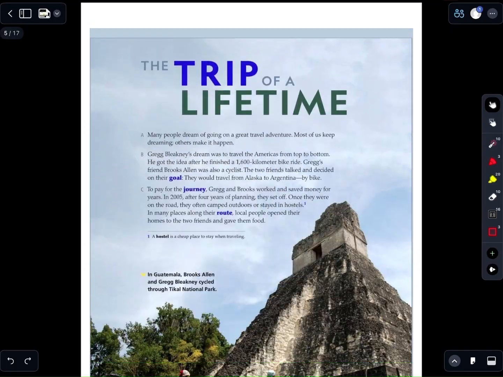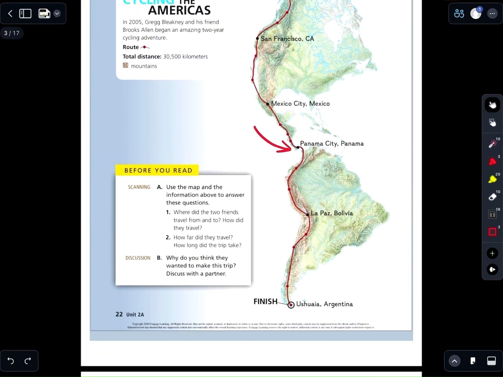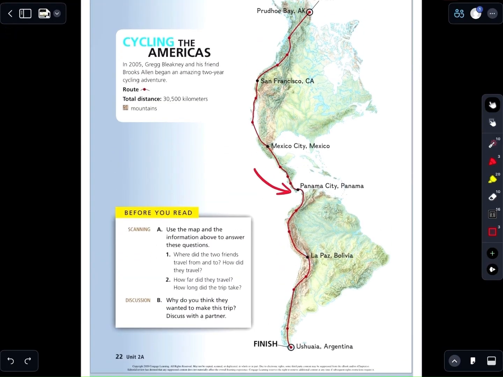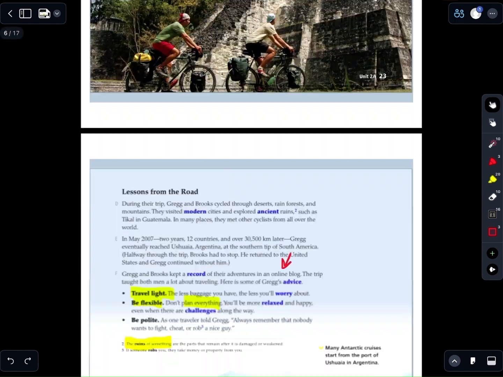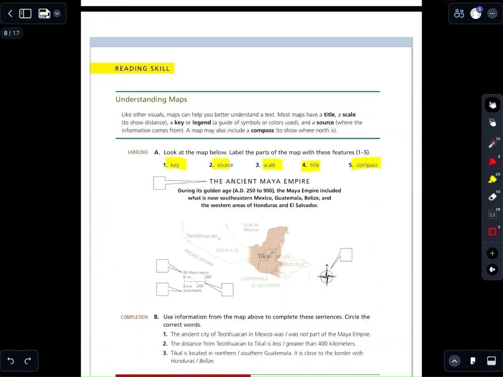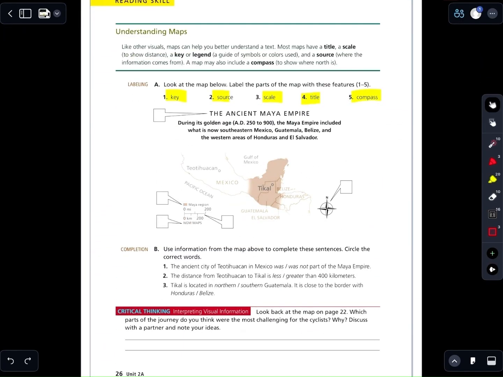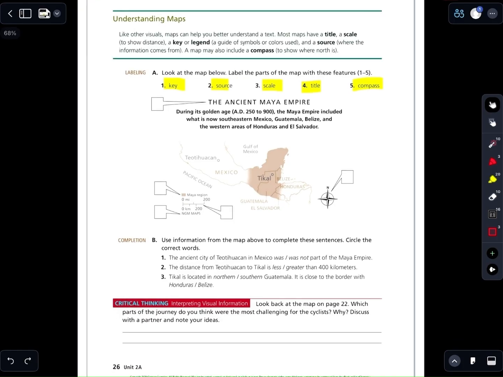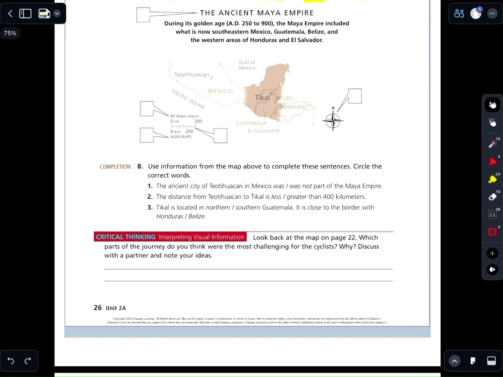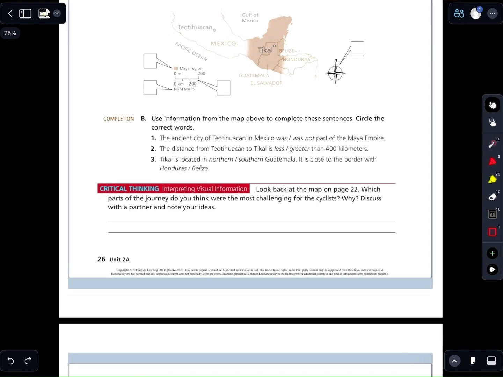You can write what parts of the journey you think were most difficult. We have a very long journey here. So what do you think was the most difficult, and why do you think it was? Think about the terrain. Think about the geography, the roads, the mountains, the climate, the weather, things like that.